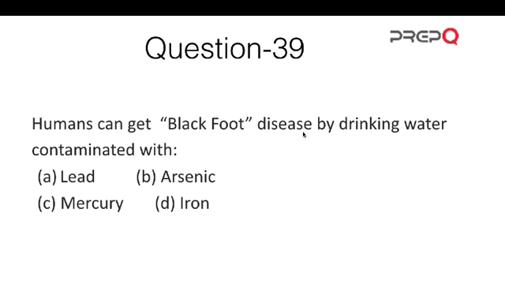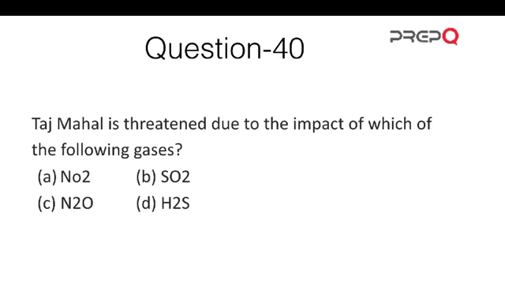Next, humans can get black foot disease by drinking water contaminated with. The correct answer is arsenic. So, drinking water contaminated with arsenic can lead to black foot disease, which is a severe form of peripheral vascular disease in which the blood vessels in the lower limbs are severely damaged, resulting eventually in progressive gangrene. Next, Taj Mahal is threatened due to the impact of which of the following gases? The correct answer is sulfur dioxide.